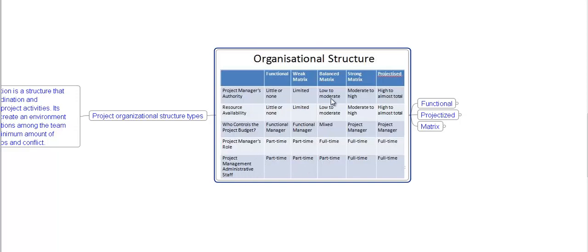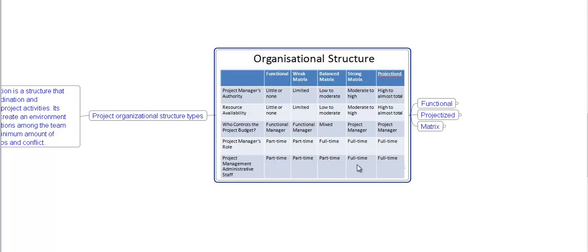Balanced matrix. Project manager authority, low to moderate. Resource availability, low to moderate. Who controls the project budget? Mixed. Project manager's role, full-time, and project management administrative staff, part-time. Strong matrix. Project manager's authority, moderate to high. Resource availability, moderate to high. Who controls the project budget? The project manager. Project manager's role, full-time, and project management administrative staff is full-time.